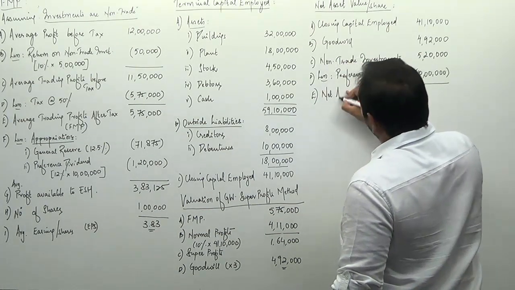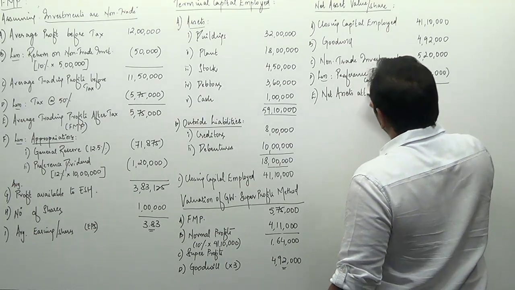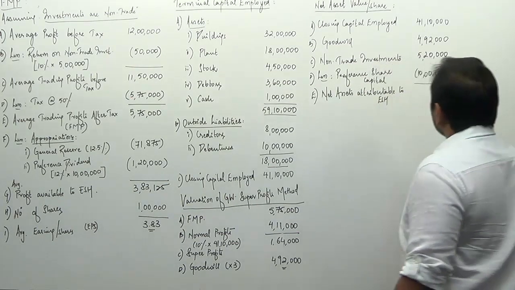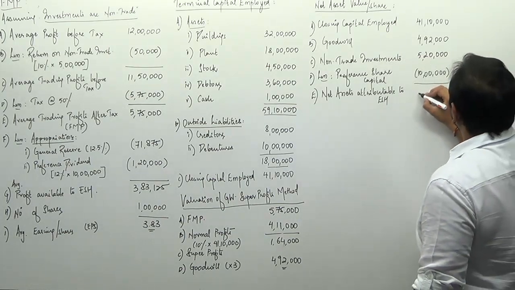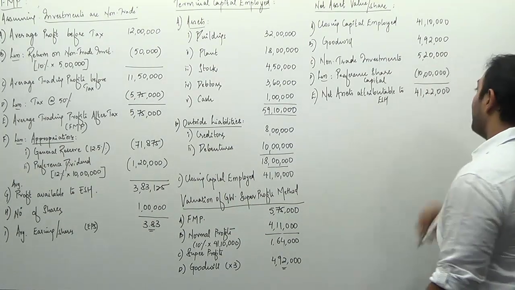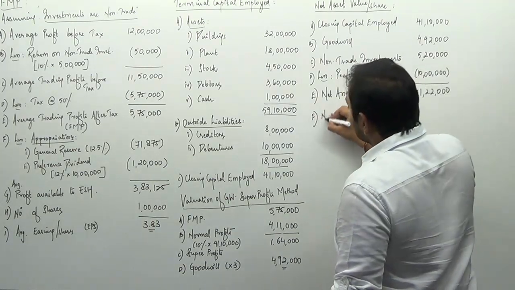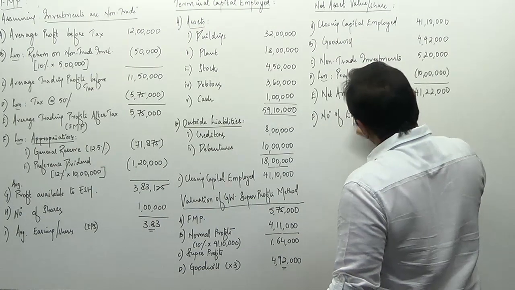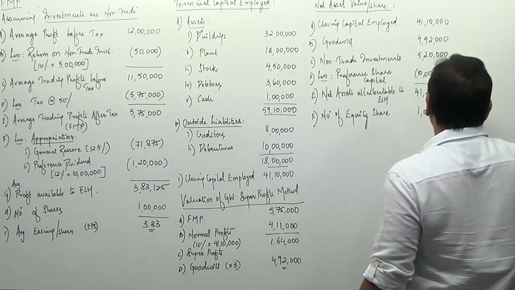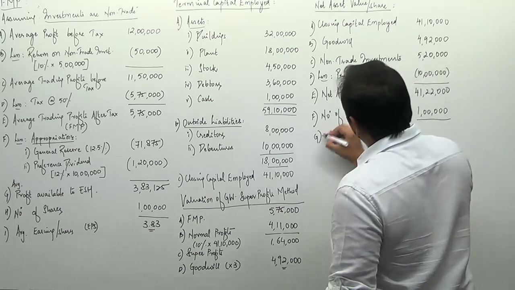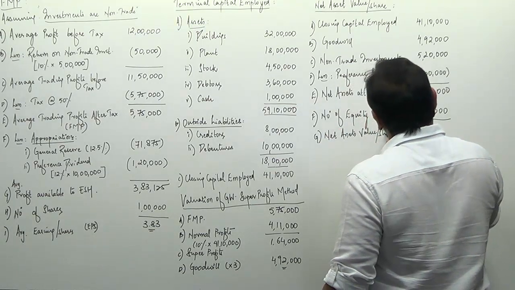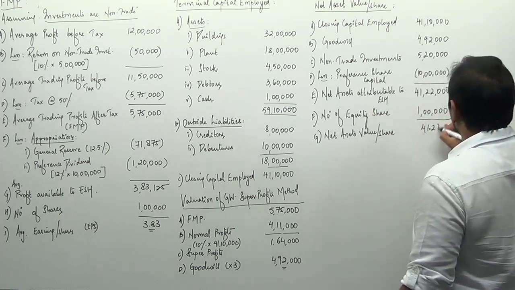This will give us net assets attributable to equity shareholders. Deduct and we'll get the answer of 41,22,000 divided by number of equity shares. And that's it. We get the answer of net assets value per share. Net asset value per share is 41.22.